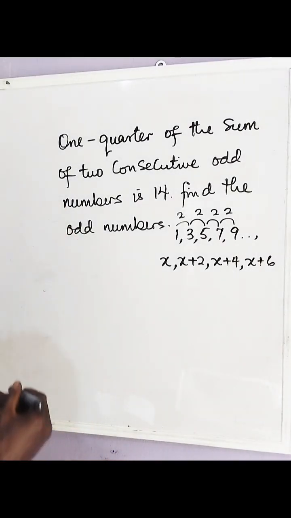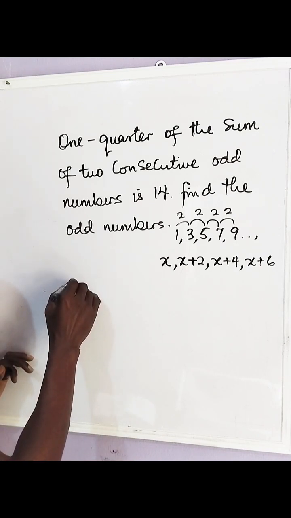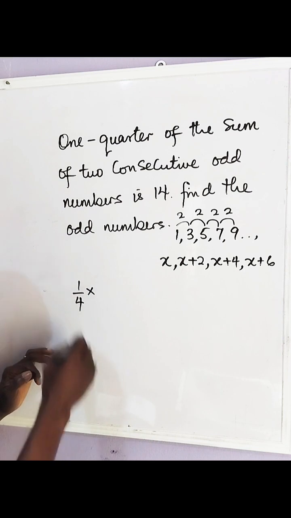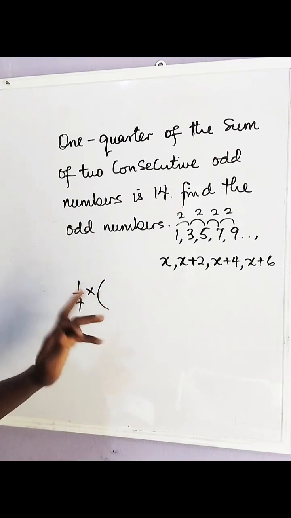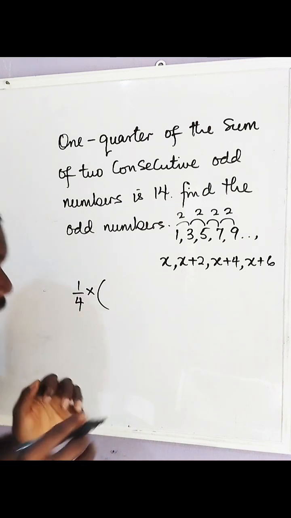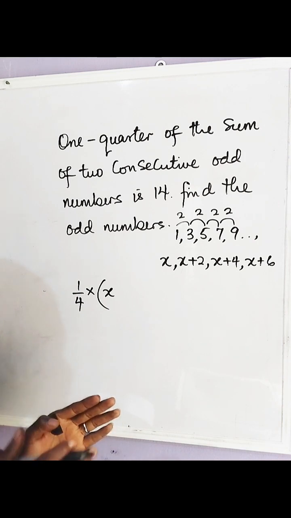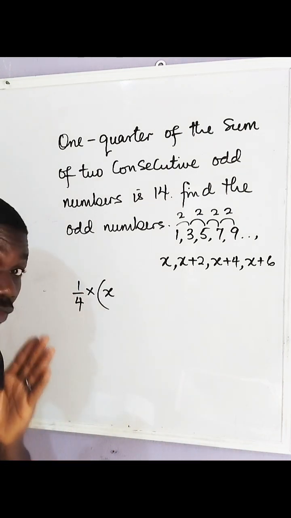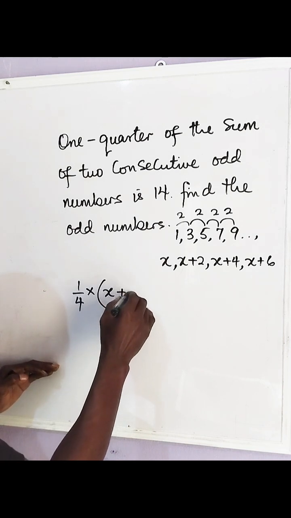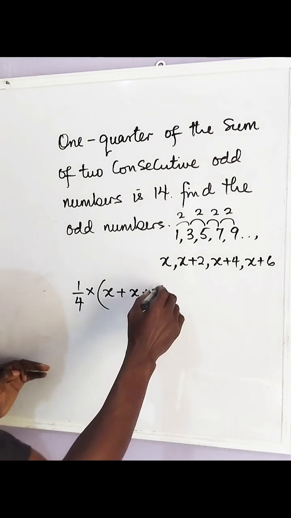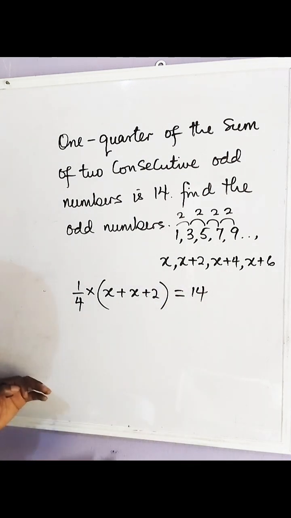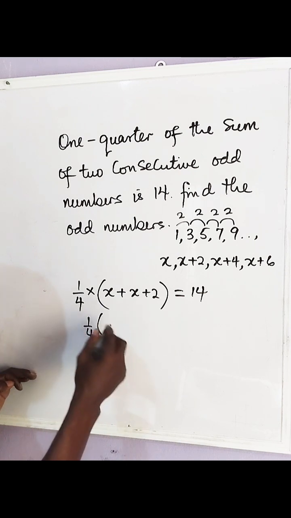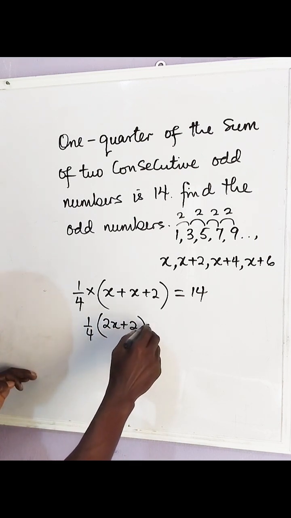Here we now have 1 over 4, which is 1/4 of, that is times, then in brackets 2 consecutive odd numbers. Let the first odd number be x, and we know that the difference between a particular odd number and the next odd number is 2. So we say x plus x plus 2, and that will give us 14. Now we have 1 over 4, then adding x plus x, we have 2x plus 2, all equals 14.